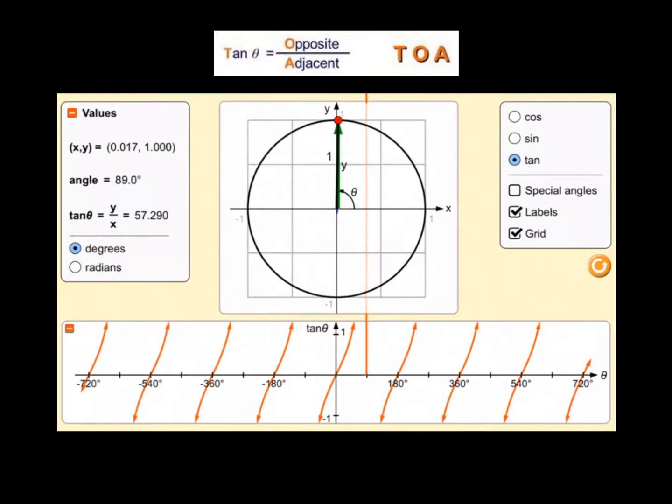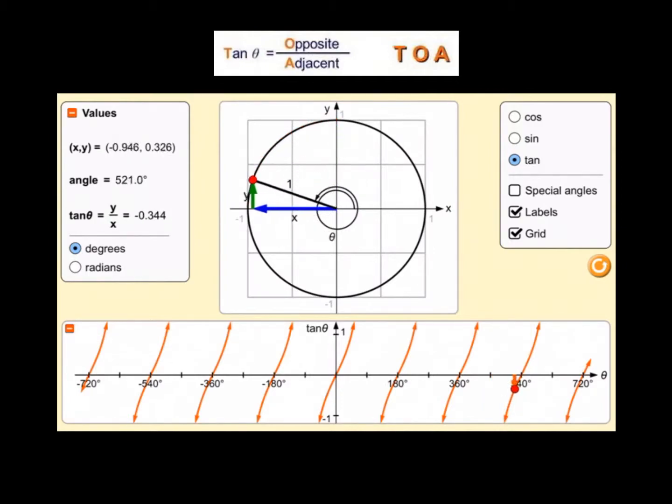Because anytime we get to a point where the adjacent side becomes 0, which is at the top or the bottom of the unit circle, that means we'd always be dividing by 0, which is impossible. That's why we're getting those asymptotes, because there's going to be no data there.